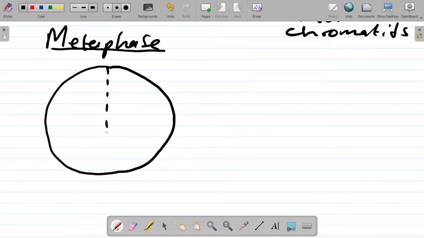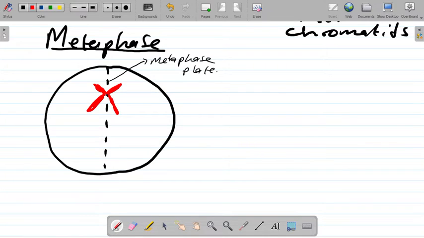Everybody has heard of the equator, but nobody has ever seen it because it's an imaginary line, right? The equator is basically the equatorial region of the Earth. Also, a cell has an equatorial region, or the equator of the cell, which is called the metaphase plate. I'll choose two chromosomes to save time.